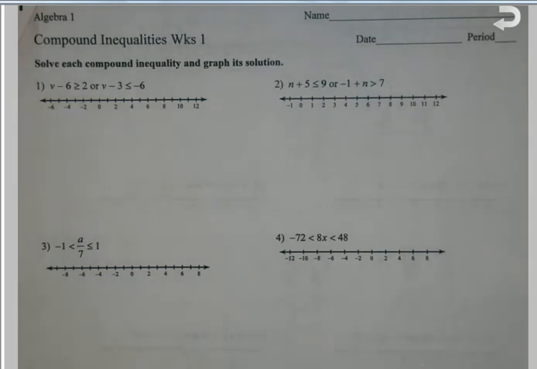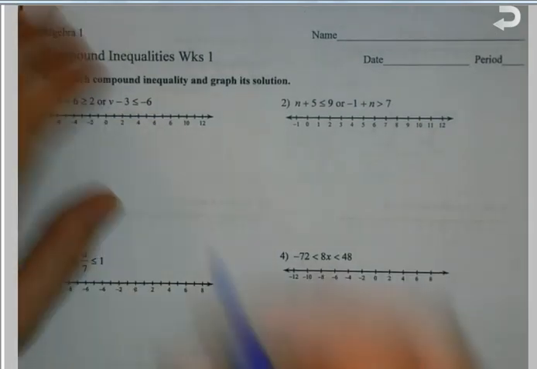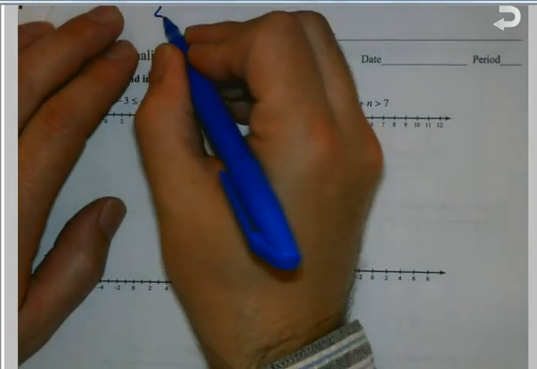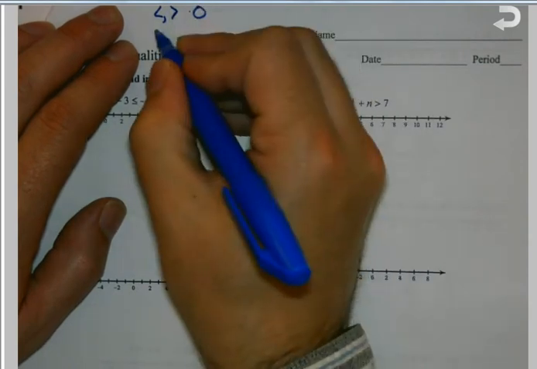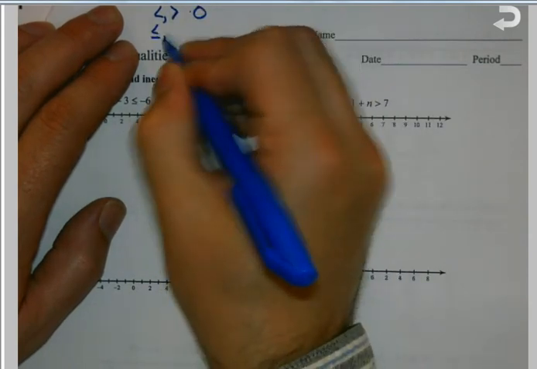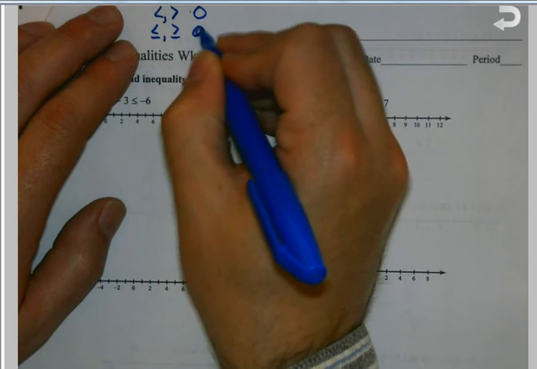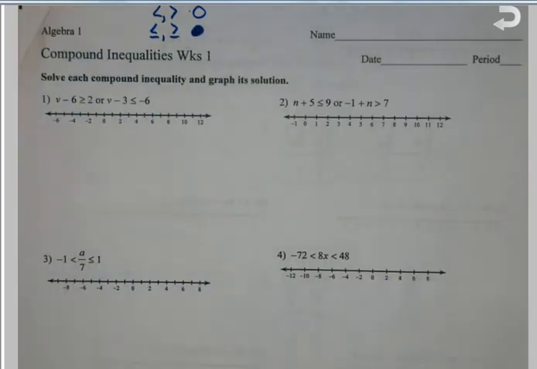it says solve each compound inequality and graph the solution. Okay, we'll make a couple of notes here up the top to help us remember some stuff. So if it's just less than or greater than, that's going to be an open circle. If it's or equal to, that's going to be closed.